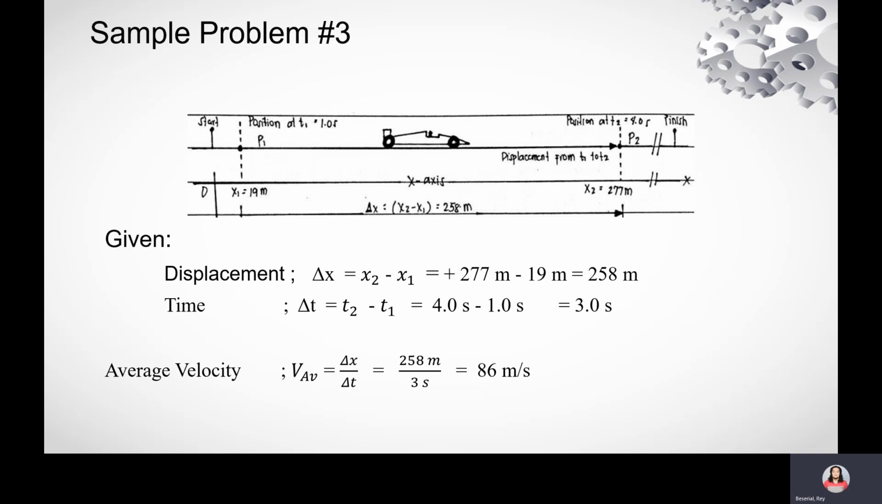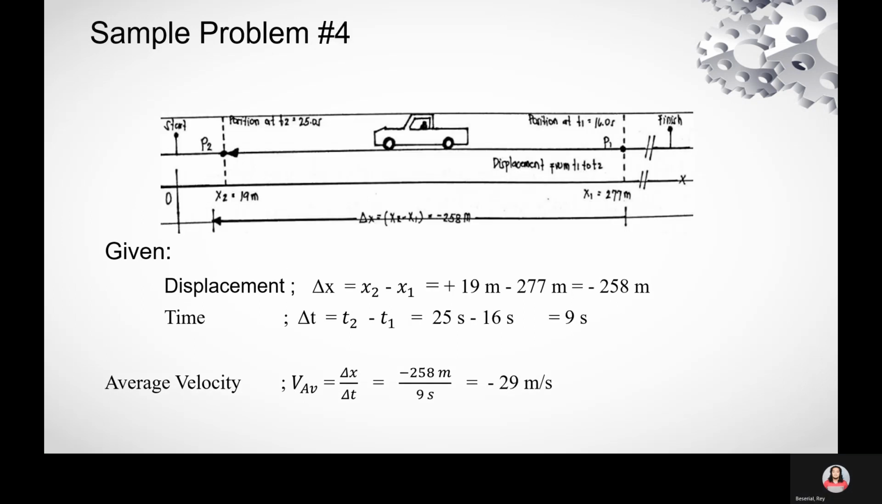Our formula is delta x or our displacement over delta t. So we have a displacement value of 258 meters. And then our delta t is 3 seconds. So we have an average velocity of 86 meters per second towards, where is it going? Towards east. Okay.